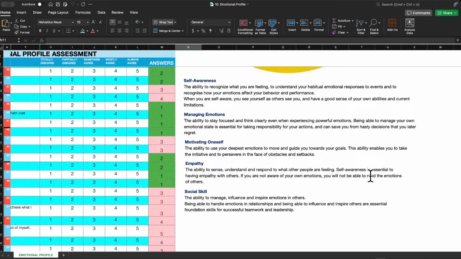Self-awareness ties into that, and is essential to having empathy with others. So anybody who has self-awareness can also automatically have a degree of higher empathy. If you are not aware of your own emotions, you will not be able to read the emotions of others. See? It works both ways.